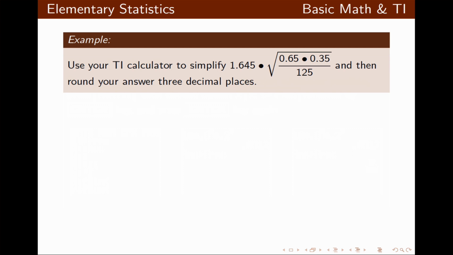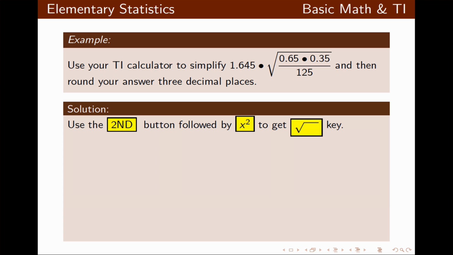Now in this expression, we have a square root or radical. So we want to use the TI calculator to simplify this and then round the answer to 3 decimals. To get to the radical, you press second followed by x squared. Both second and x squared are on the left side of your TI calculator.